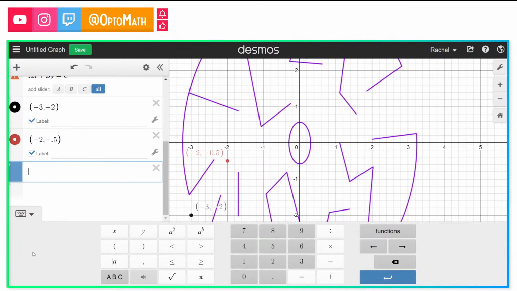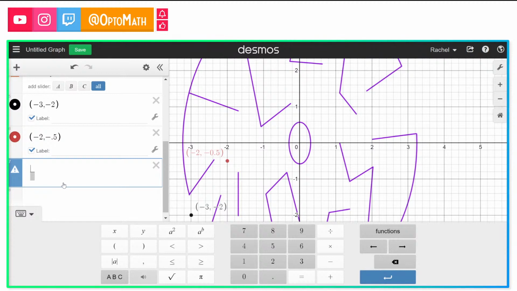Okay, so let's find the slope. The slope is the change in y divided by the change in x. So I'm going to set up a fraction bar. All I did was press the division symbol. You can press it on your actual keypad like I did, or you can click it on the screen. Let's start with our numerator: -1/2 minus -2.